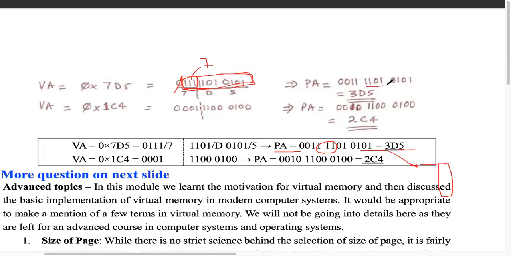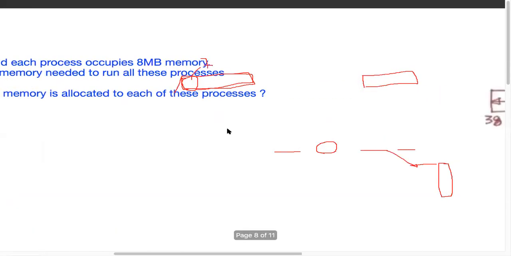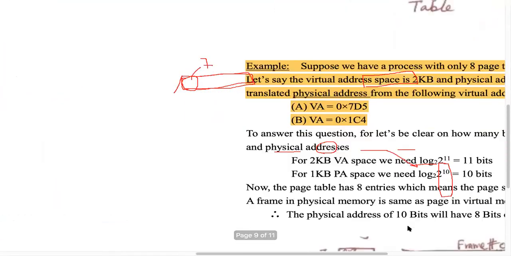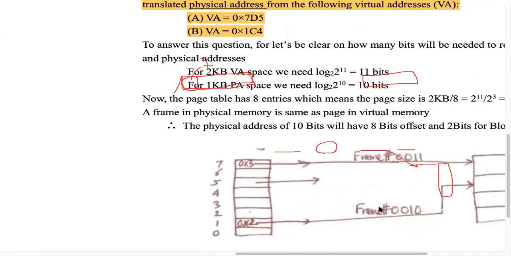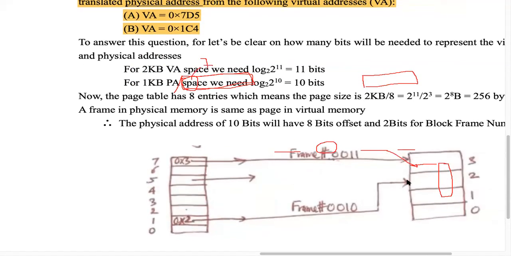And then the remaining is your byte offset. So 110101 is your byte offset. And your entry number 7 is actually storing the frame number in the physical memory. So we can now go back and see what is stored in entry 7. In the question, entry 7 is 0x2, which is pointing to frame number 0010, right? 0x2. That means you have to go to physical address 0x2 here, the second frame.